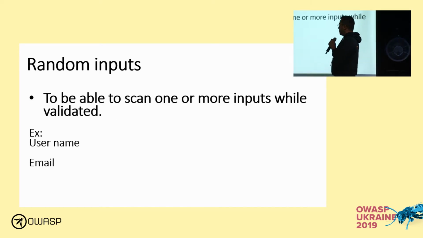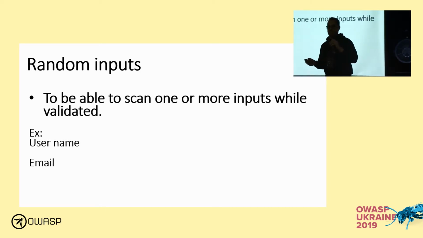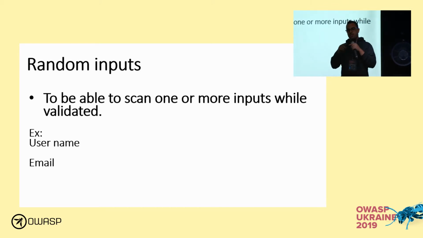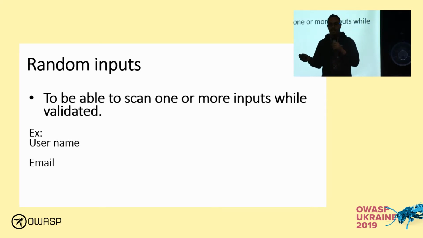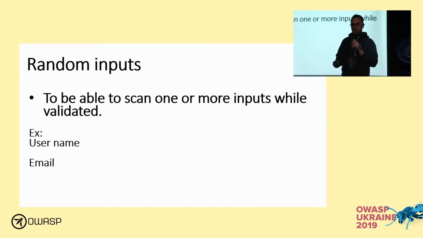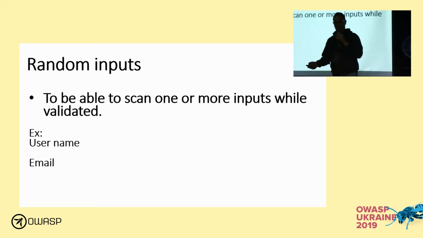The idea for these random inputs is when you have an application that validates, for example, usernames, so you cannot scan it, because the application validates the username, and if the username is already in the database, Burp cannot scan it because it validates and says, oh, it's wrong, so I'm not going to do anything, okay? For example, usernames and emails, most of the fields with this functionality.